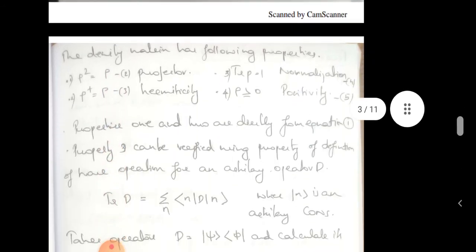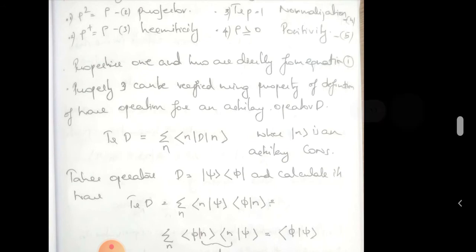Now property 3 can be verified by using the trace operation for an arbitrary operator D. So trace of D is given by the summation over n of the product of n and D and n, where n is an arbitrary basis state. Now taking the operator D to be the product of two states phi and psi and calculating its trace, we get trace of D as summation n of the products of n and the two states psi and phi. On rearranging, we get summation n psi, product of n and phi, where the products of n are actually equal to unity, and trace D ultimately turns out to be the product of the two states phi and psi. So when these two states phi and psi are equal, we get trace of D actually equal to 1.